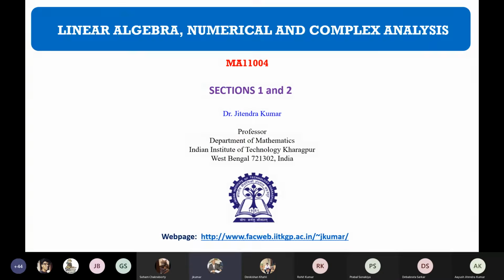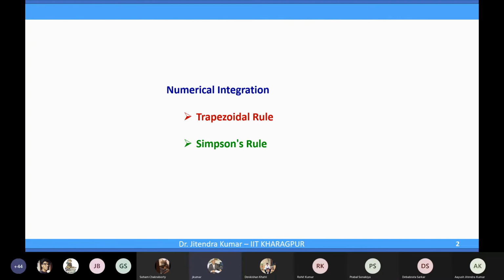Numerical integration, and this is going to be the last topic of this numerical analysis. In particular, today we will go through these two schemes, the trapezoidal rule and the Simpson rule.